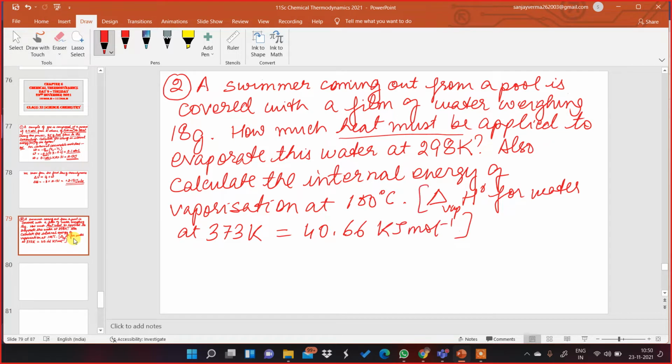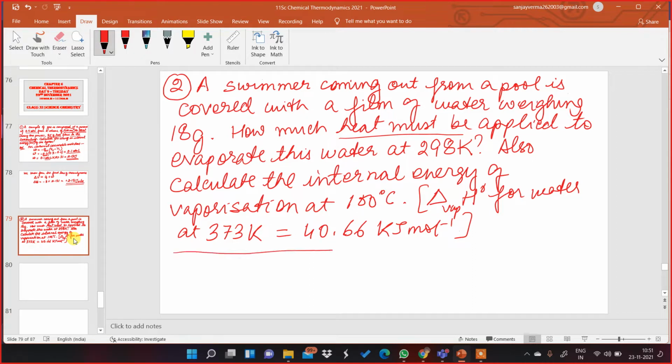So try to imagine this question. A swimmer is coming out from the pool. Of course the pool contains water, and when he comes out of the pool, his body is covered with a thin film of water weighing 18 grams. So the mass of water on the surface of his body is given. So how much heat must be supplied to the surface of that swimmer, so that all this water, 18 grams, evaporates easily at 298 Kelvin? And moreover, we're supposed to calculate the internal energy of evaporation of water at 100 degrees Celsius.